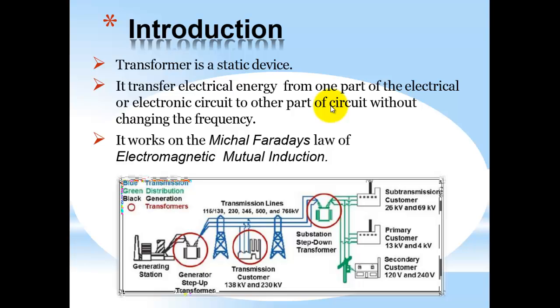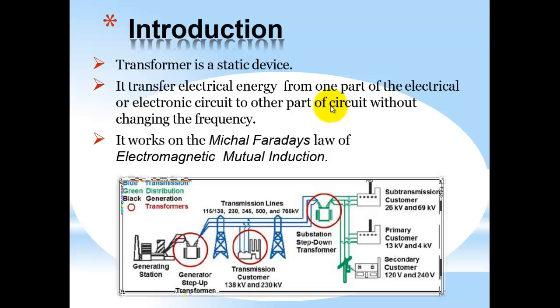And transformer is a static device. It means that it has no moving parts in it. Unlike the motor, it is a static device. As I've already told you, it transfers the electrical energy from one part of the electrical or electronic circuit to the other part of the circuit without changing the frequency.